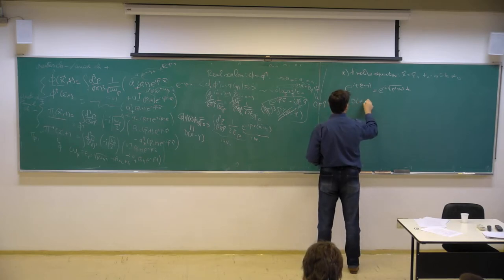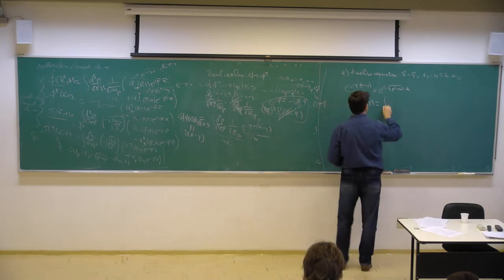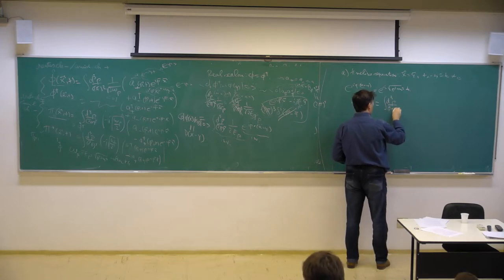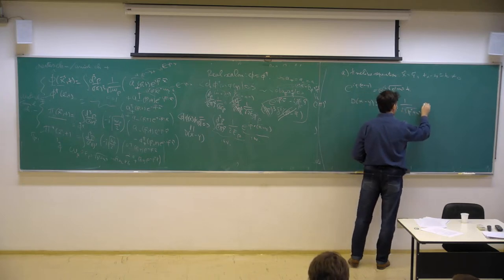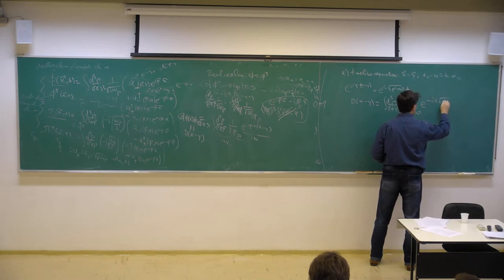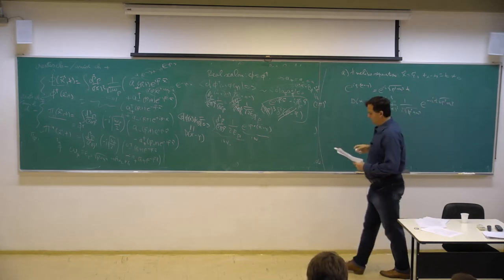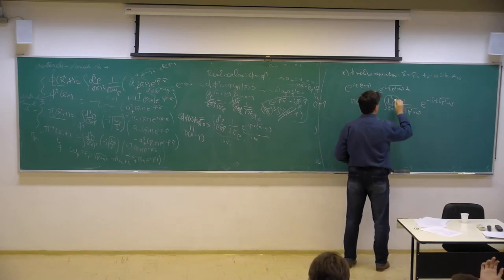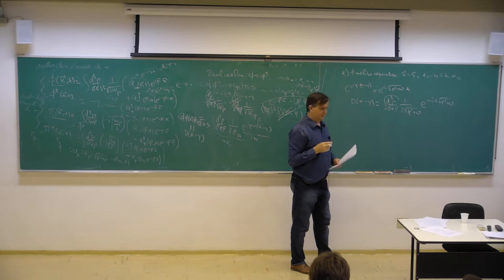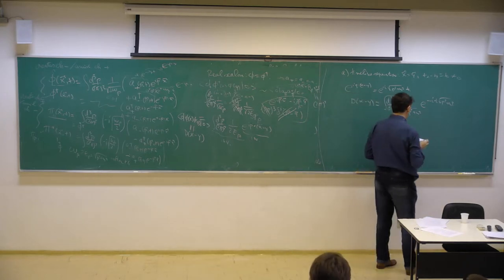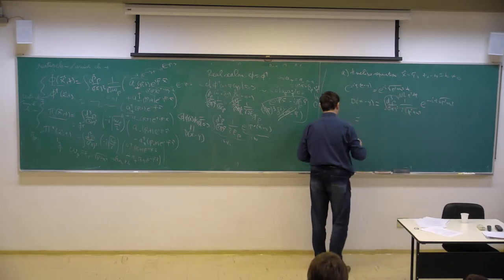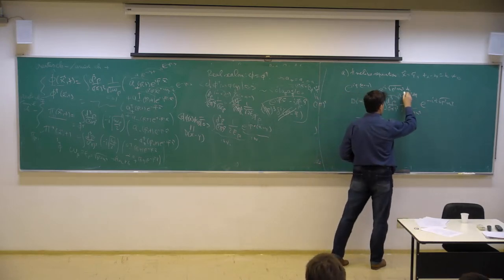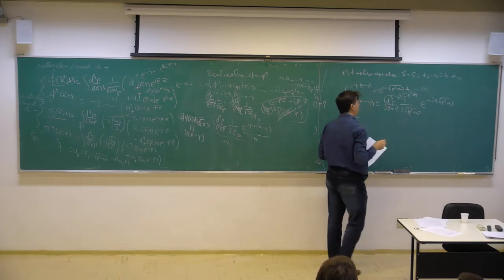And then D(x minus y) is the integral d^3p over (2π)^3, 1 over 2E_p, so 2 sqrt(p^2 + m^2), e^{-it sqrt(p^2 + m^2)}. And d^3p, I can use spherical coordinates. So I write this as dΩ p^2 dp. And the integral over dΩ gives me 4π. Okay?